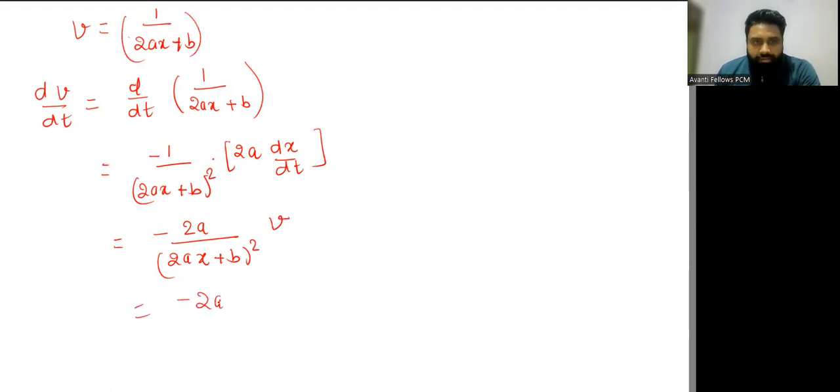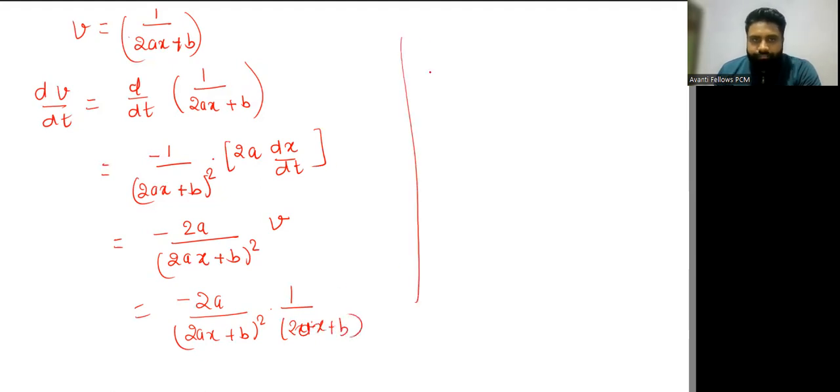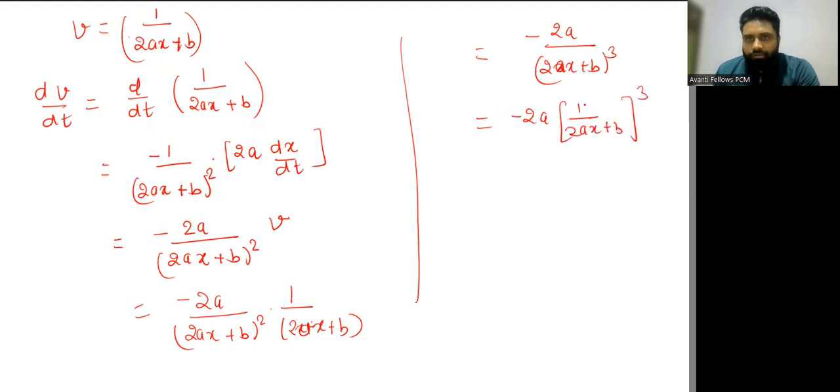We have known the value of v. So it is minus 2a divided by 2ax plus b whole square into the value of v, 1 upon 2ax plus b. Now it is minus 2a over 2ax plus b whole cube. You can write it as minus 2a into 1 upon 2ax plus b whole cube. Now this 1 upon 2ax plus b is nothing but v. So you can write that the acceleration of the particle is minus 2a into v cube.